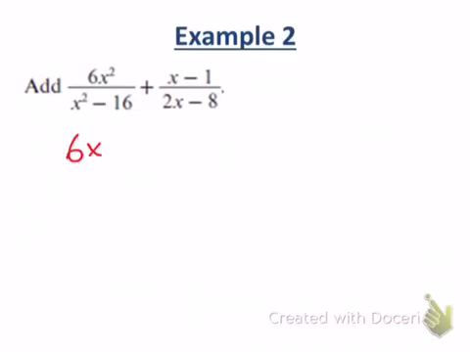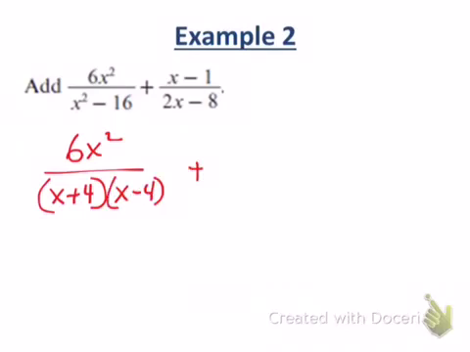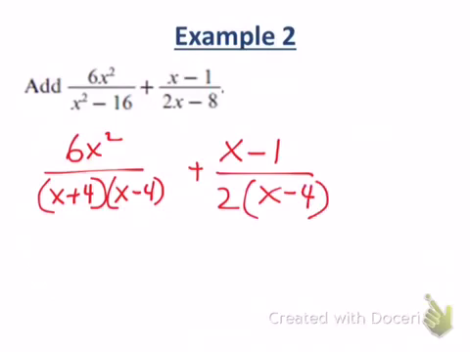So it will be 6x squared over x plus 4, x minus 4. Plus, I'm going to leave myself a little room because there might be something that comes into play here. I need to add a little space there so I can multiply to get a common denominator. What's the factorization of 2x minus 8? I can take a 2 out, and that leaves me with x minus 4. Okay?